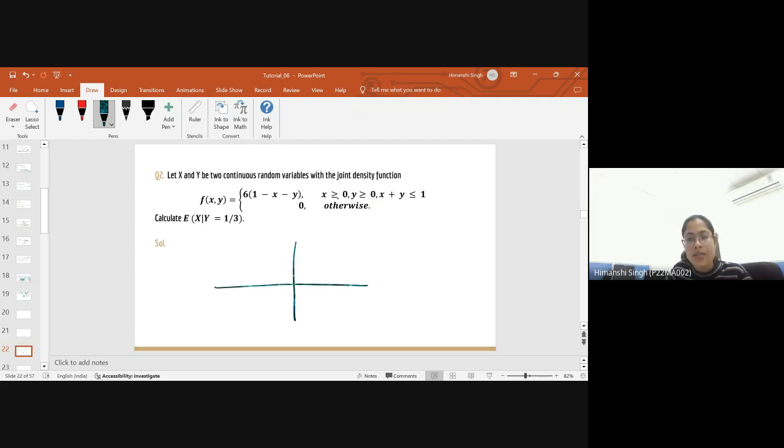x greater than or equal to 0 and y greater than or equal to 0 means we are considering the first quadrant only. x + y less than or equal to 1 will be this line, with points (1, 0) and (0, 1). So we are considering this region, and in this region our density is positive. Otherwise it is 0 everywhere. We need to calculate the expected value of x given y.